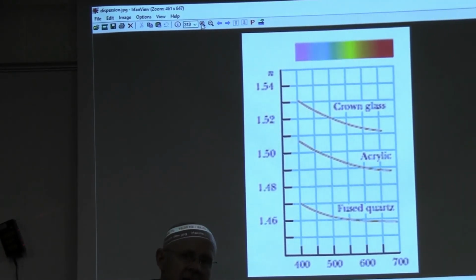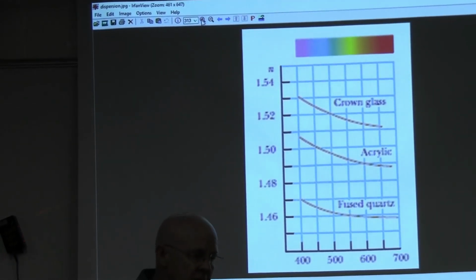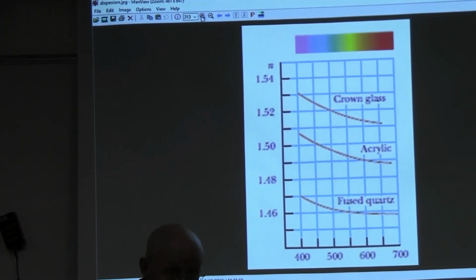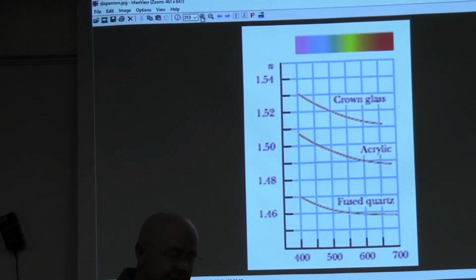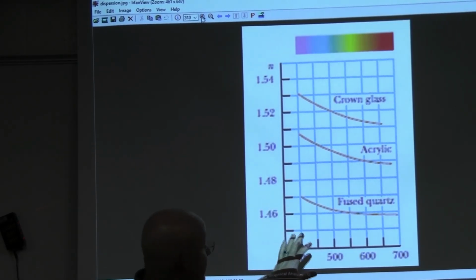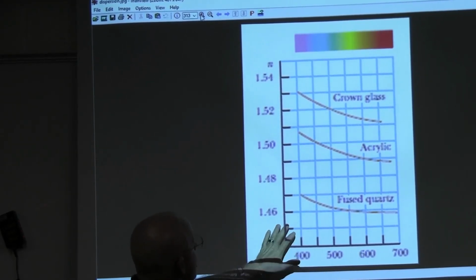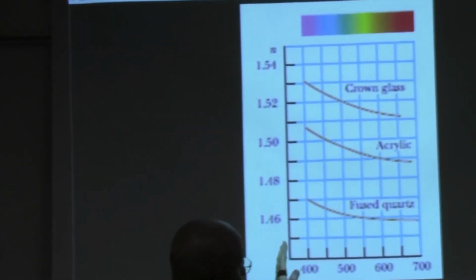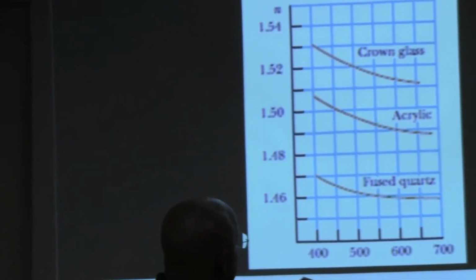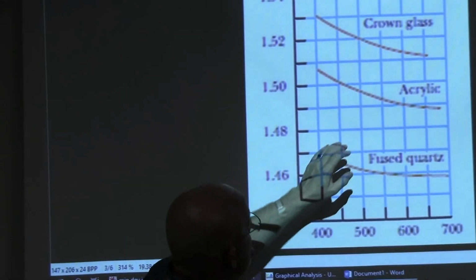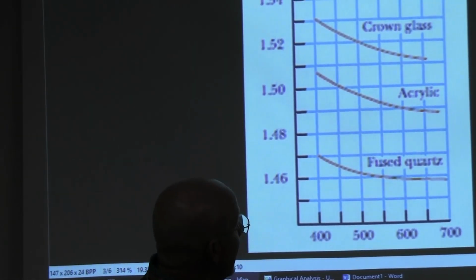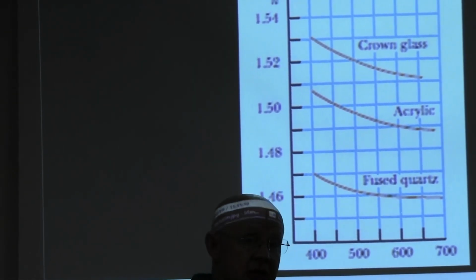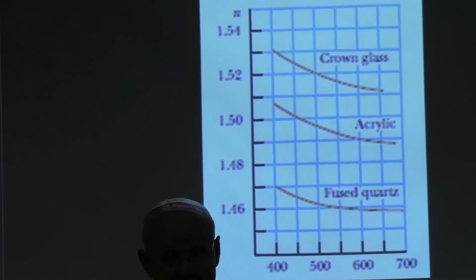If you remember, the index of refraction changed slightly with the different wavelengths. If you look at this picture, and you can also see it there in your book, this shows a graph of the index of refraction versus the wavelength. They show some different materials. It's not quite the materials we're going to use today. We're going to use what's called lead glass today.